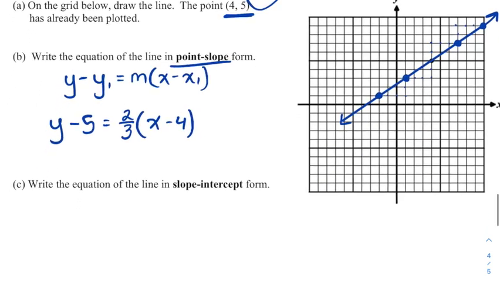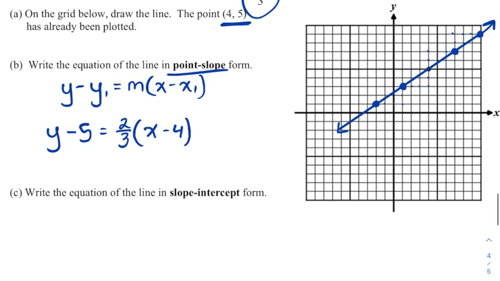Okay, C says write it in slope-intercept form. So if we're writing it to slope-intercept form, y equals mx plus b, well, we could do one of two things. We could actually, if we wanted to, distribute this and move the 5 over, or we could just substitute into y equals mx plus b. I'm going to substitute into y equals mx plus b.